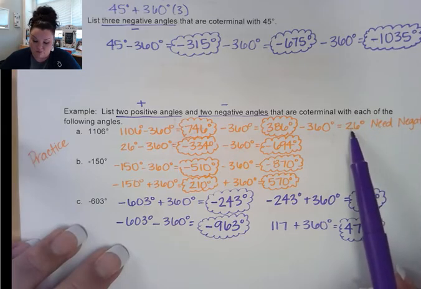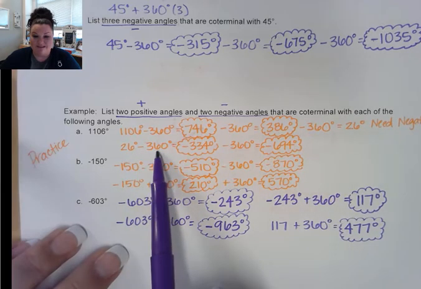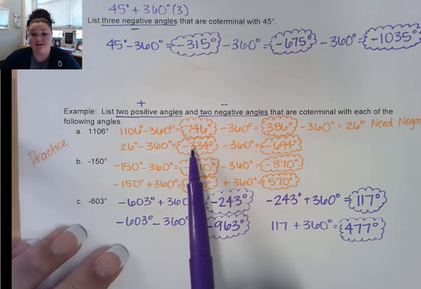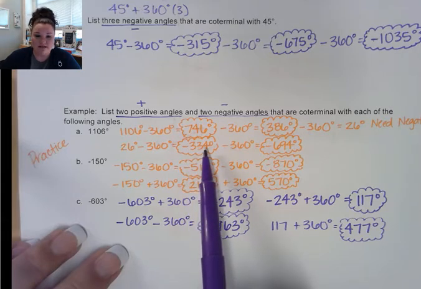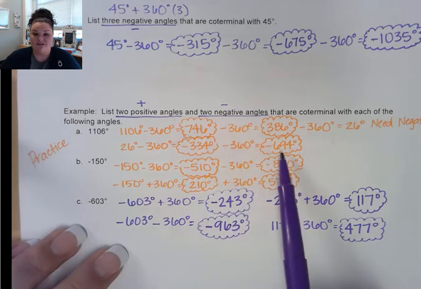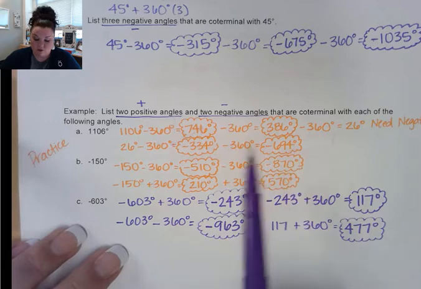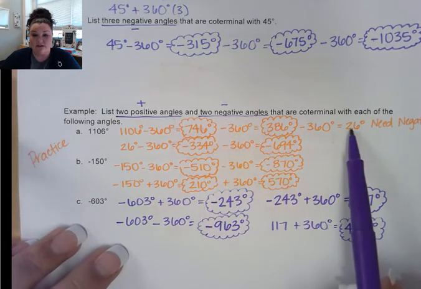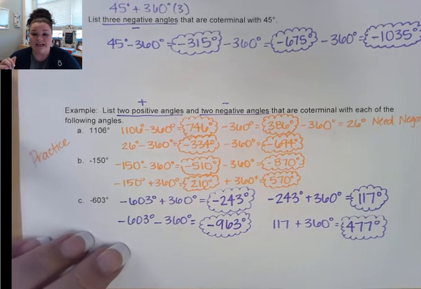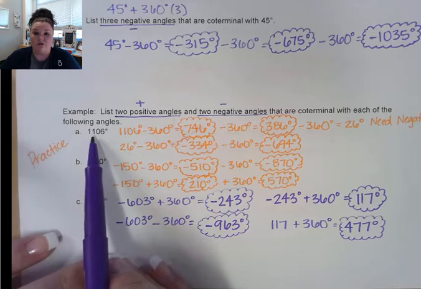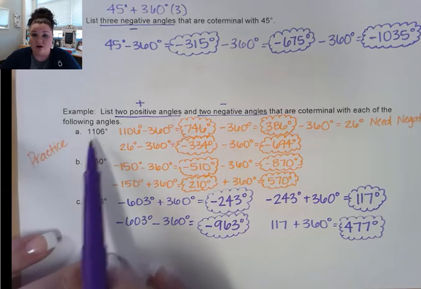But now I'm going to take that 26 and subtract 360 again, which then puts me down into my negative coterminal angles. And the first one is negative 334 degrees. And then again, I subtracted 360 to get down to negative 694 degrees. So all of these angles, both the positives and the negatives and this little 26, all have the same terminal side as this original angle that they gave us for part A.